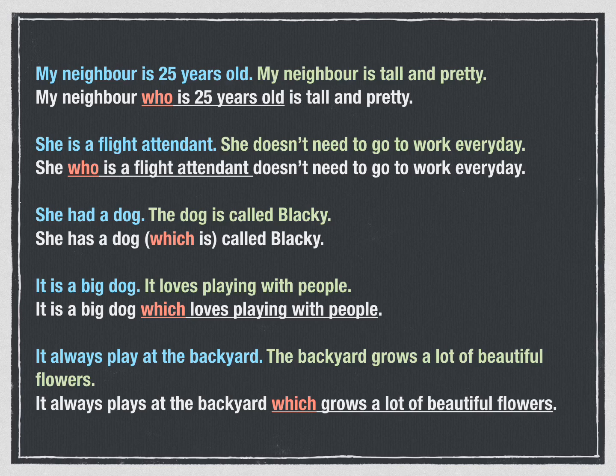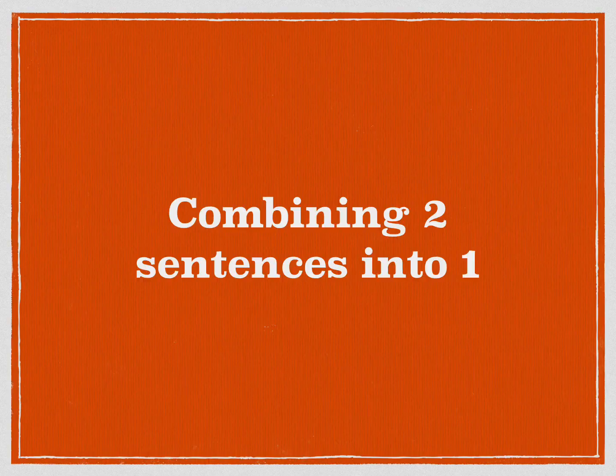It always plays at the backyard which grows a lot of beautiful flowers. And originally, the two sentences can be: it always played at the backyard, full stop. The backyard grows a lot of beautiful flowers, full stop. So you can see, with the WH words, we can actually combine two sentences into one.